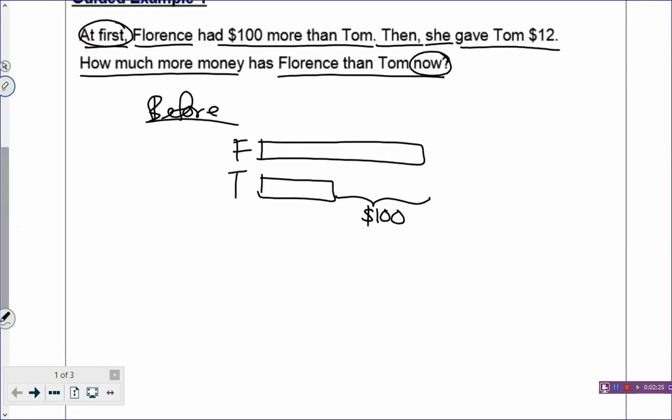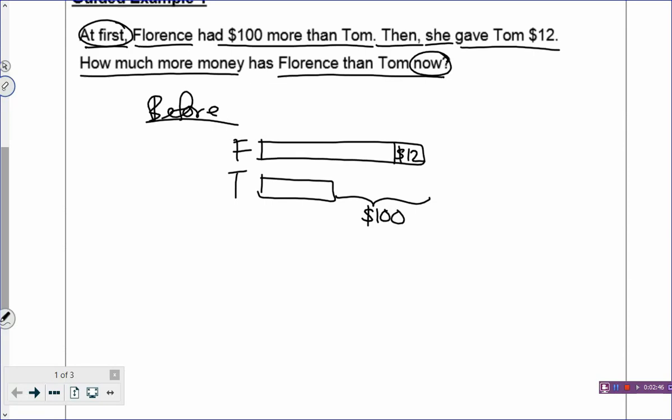Then she gave Tom $12. Alright, so who is going to give Tom $12? Florence. So I am going to cut this part. So when you use a dark line to cut something, it means that it's going to be given away, but hasn't been given yet, because it's still part of Florence's money. Alright, the $12 is still there, just that it's going to be given away.